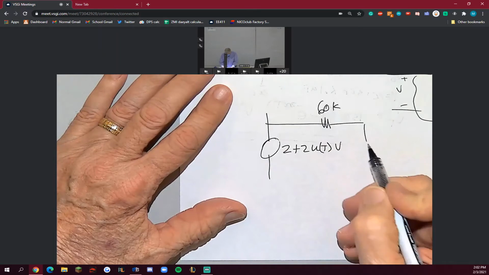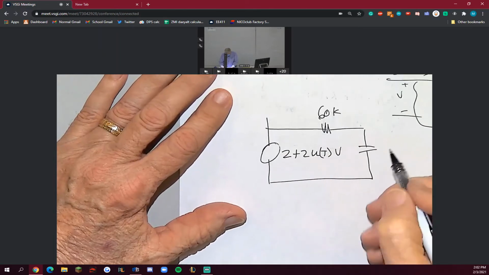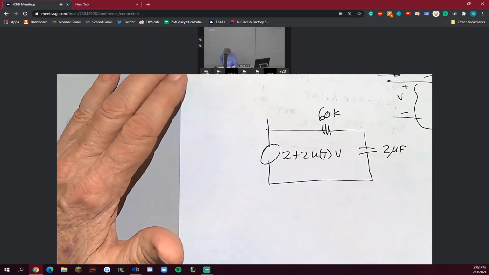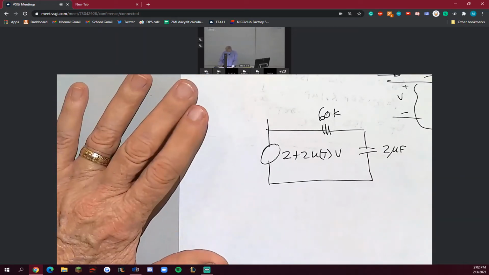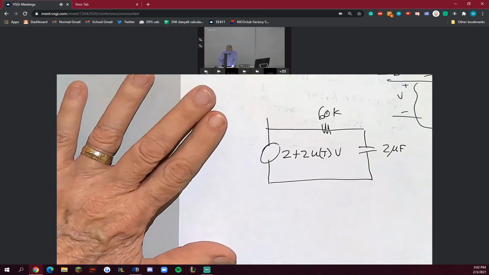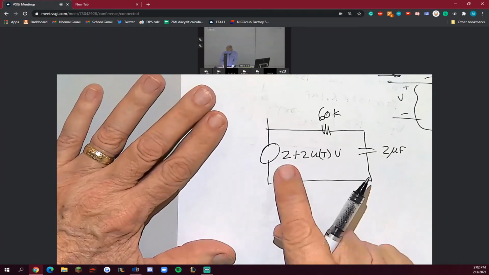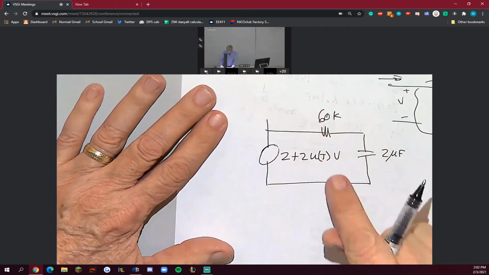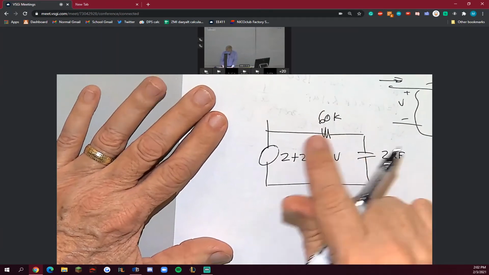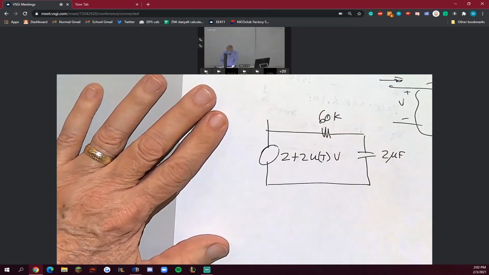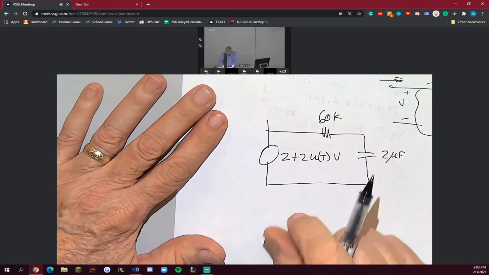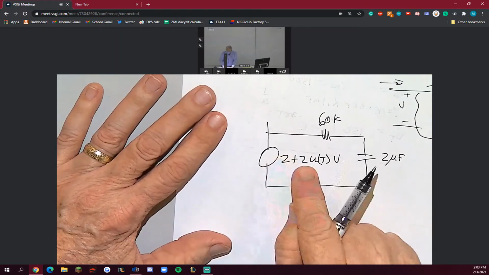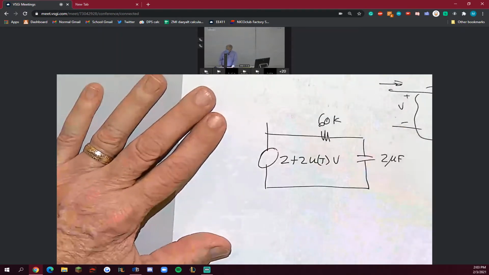60K capacitor. Okay, how would this behave? Well, at t0, what do we have? This is 2 volts. And this thing has been charged up over time so that V0 is 2 volts. Then after t0, this thing is going to become 4 volts, and we would get the same equation.